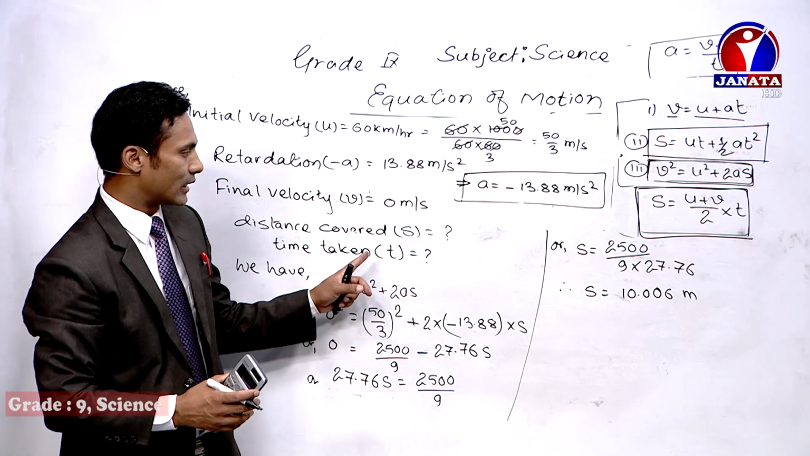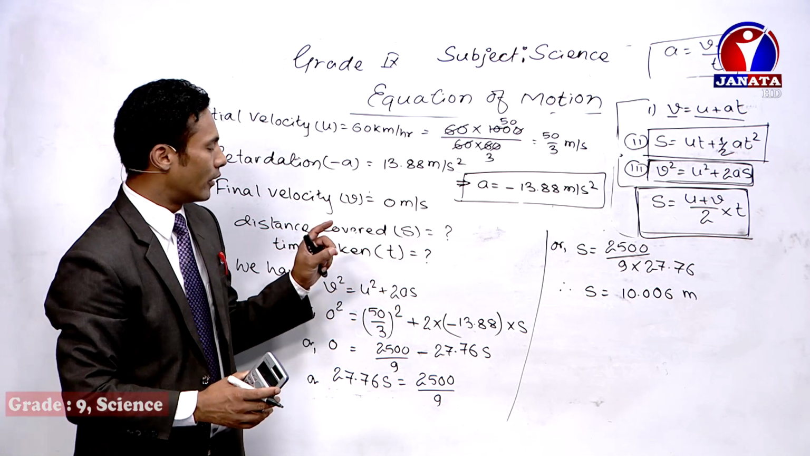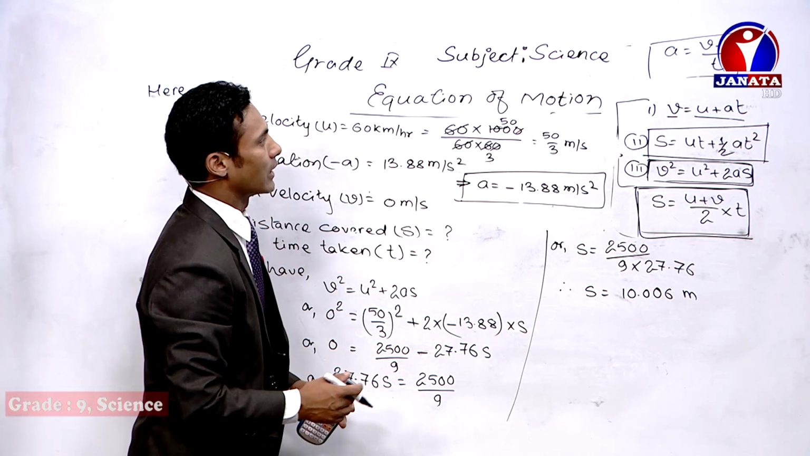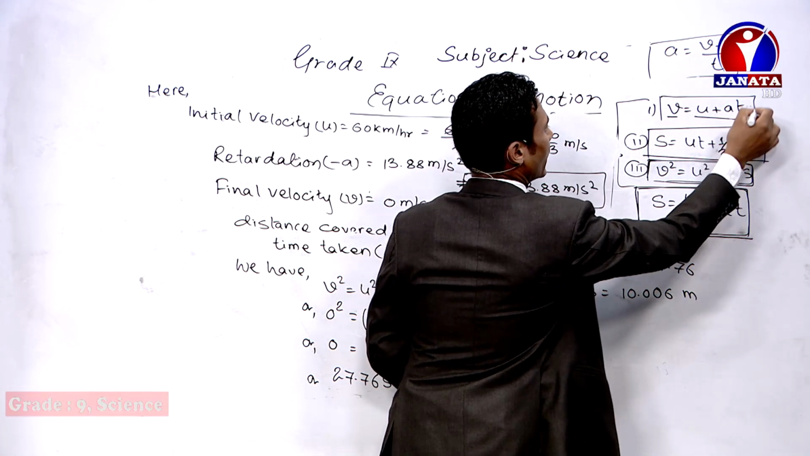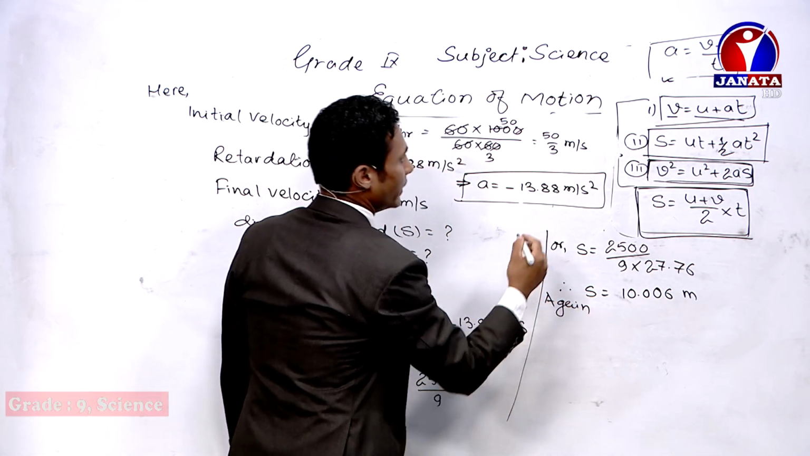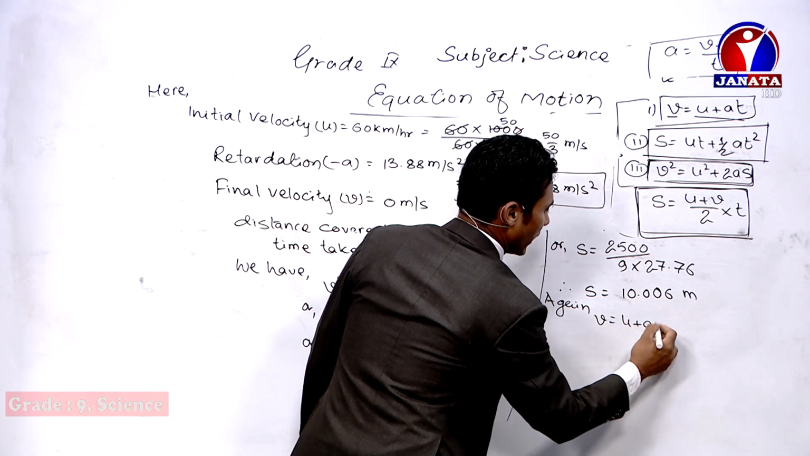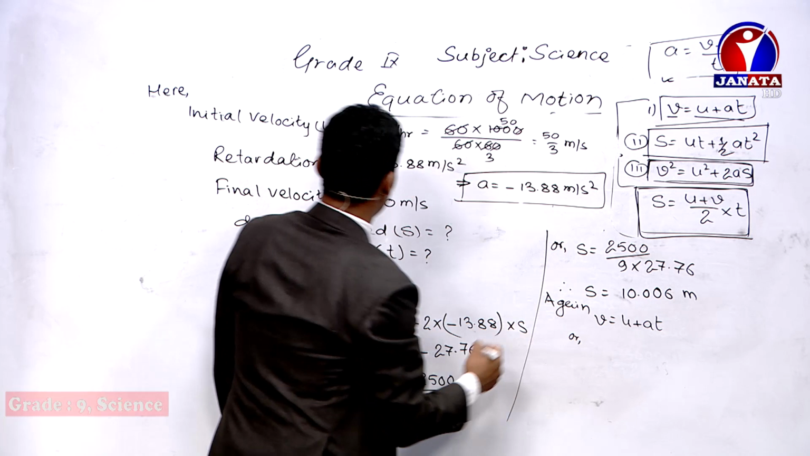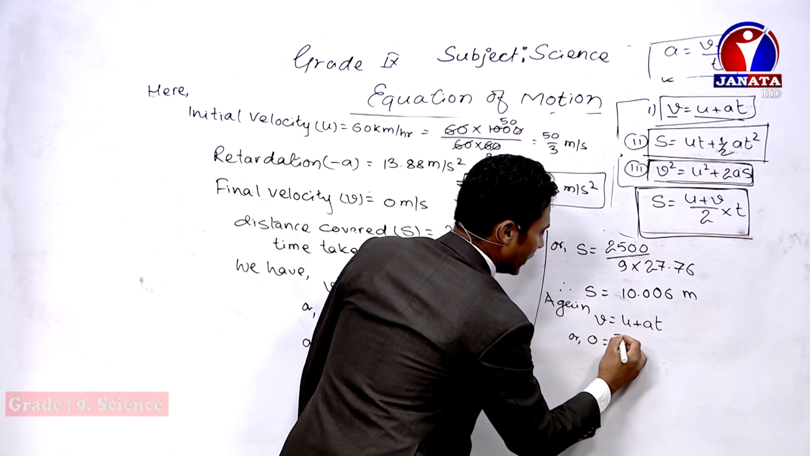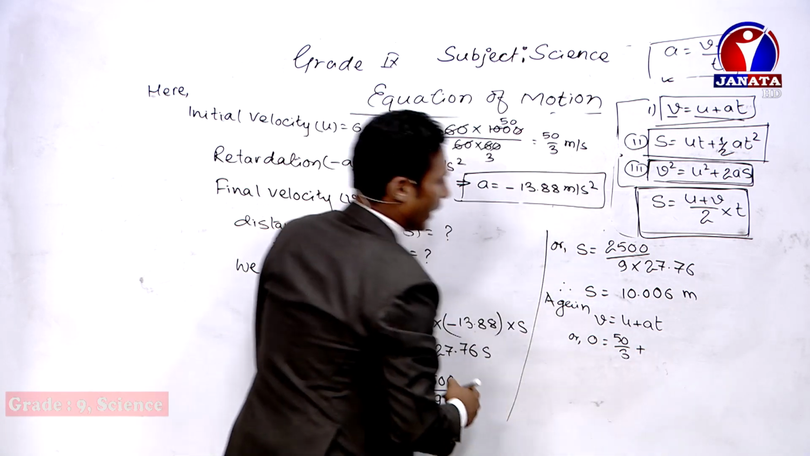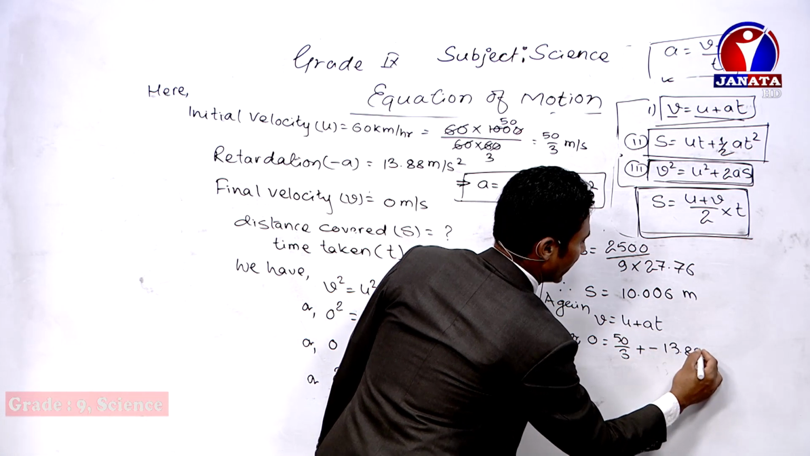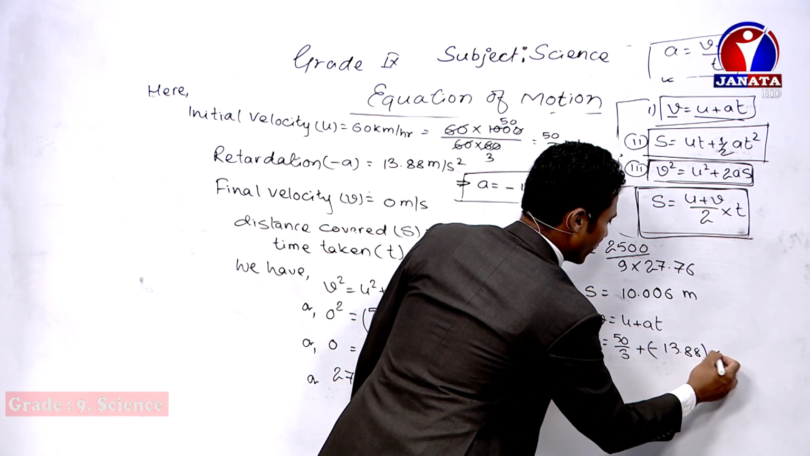And again we need to calculate the time. So the formula for finding this time is without the s. So without s, this formula we can use. This also we can use, or this also we can use. So again v equals to u plus at. So v, final velocity, is 0, u is 50 by 3, plus a is negative, must be their value, minus 13.88, right? And this time taken we need to calculate.